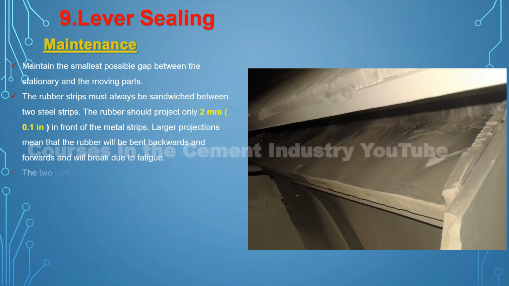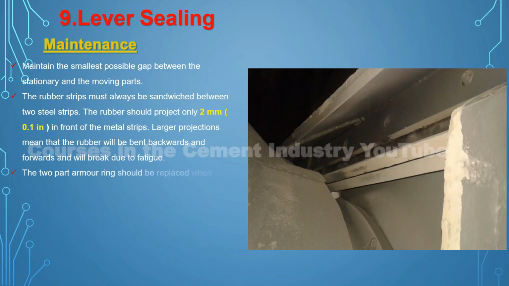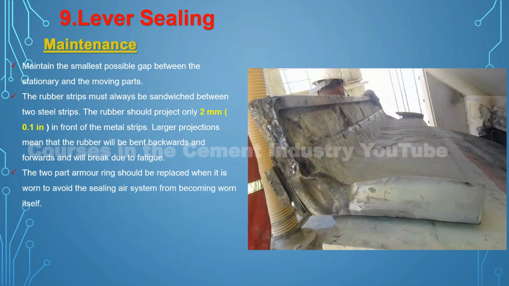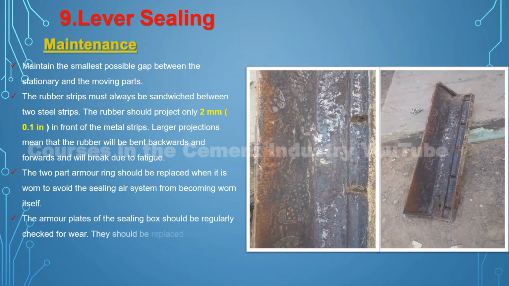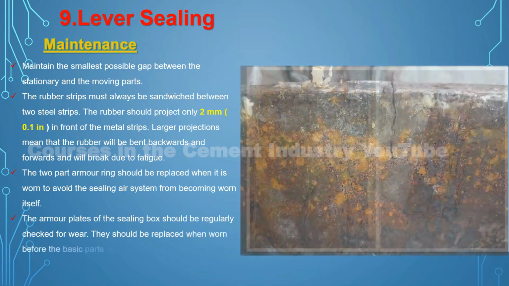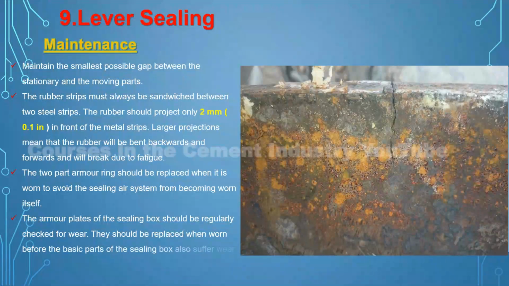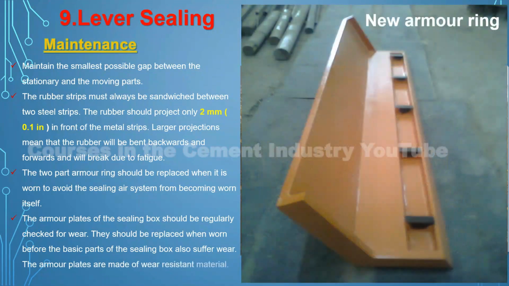3. The two-part armor ring should be replaced when it is worn, to avoid the sealing air system from becoming worn itself. 4. The armor plates of the sealing box should be regularly checked for wear. They should be replaced when worn before the basic parts of the sealing box also suffer wear. The armor plates are made of wear-resistant material.